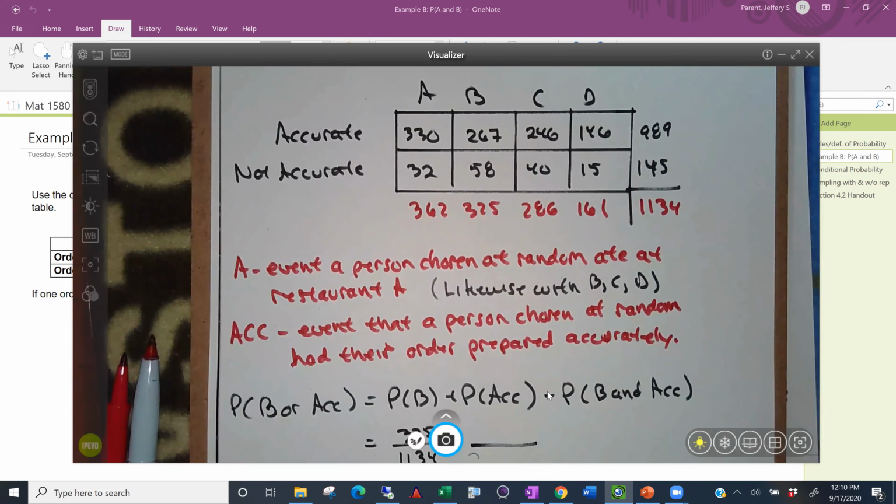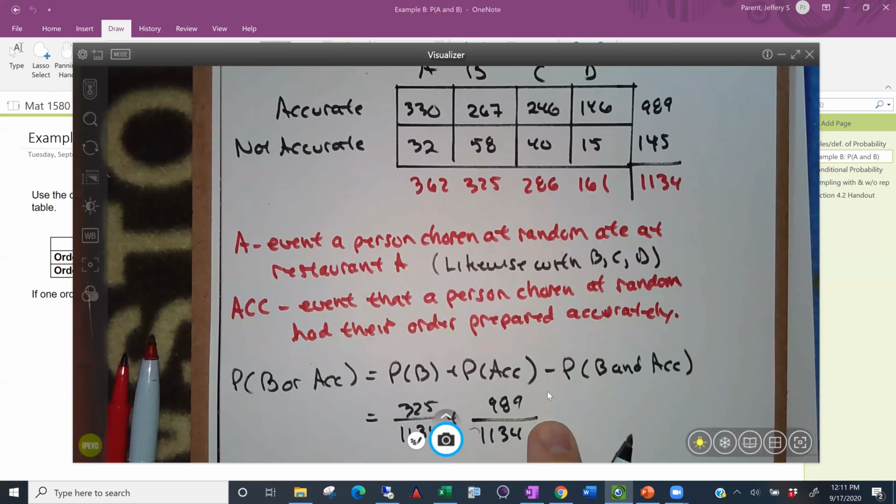Awesome. How many people got an order that was filled accurately? 989 over 1,134. Yeah. So 989 divided by 1134. That's not entirely great. That's like 13% of people go away without an accurate order. So not so hot there. And some of these look worse than the others, but let's keep going.